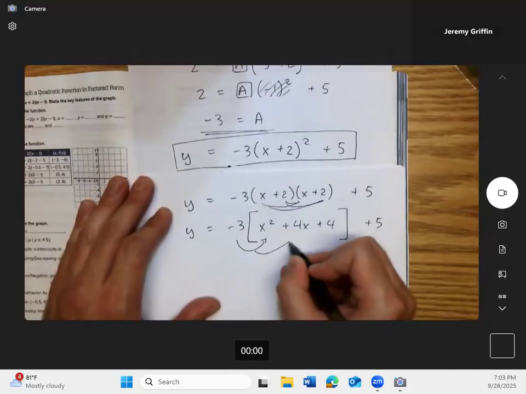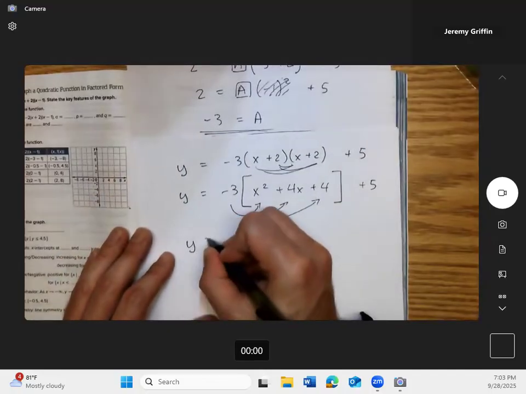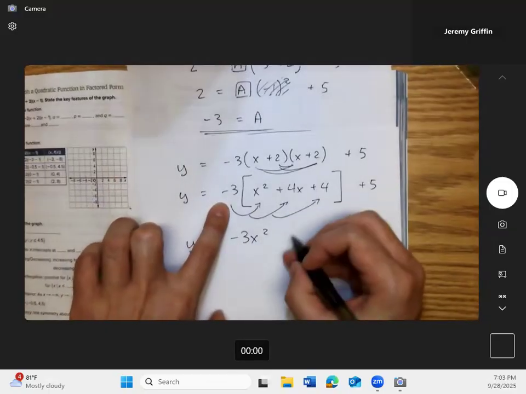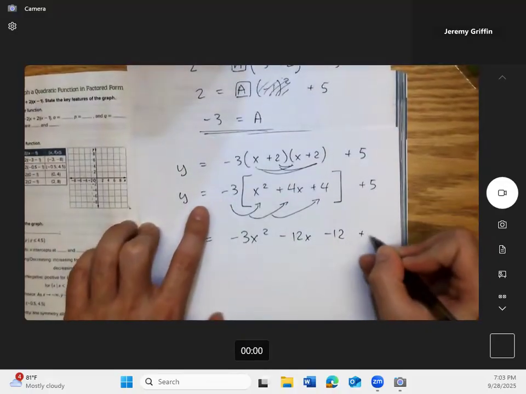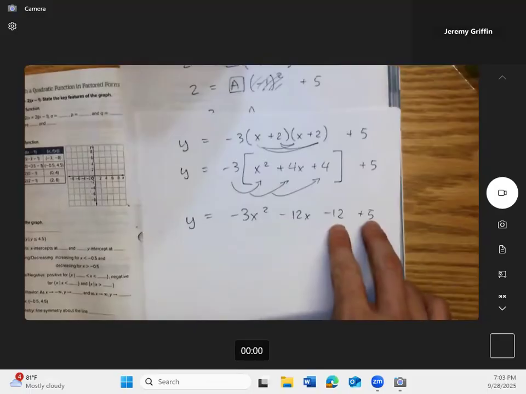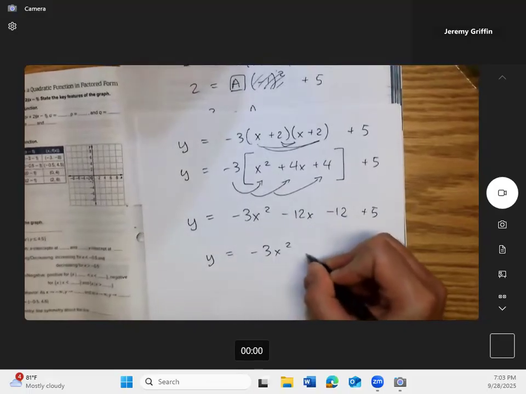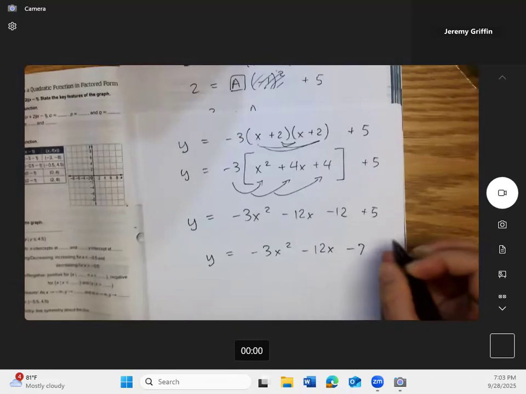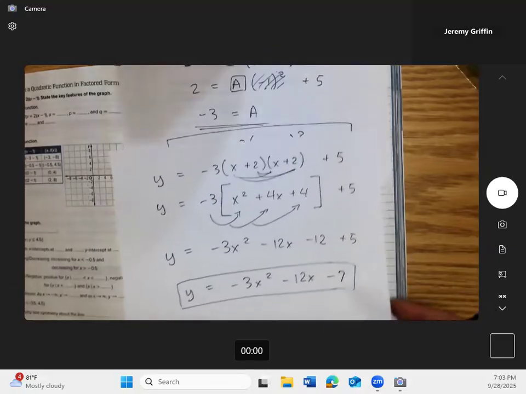I have to distribute the -3 in here. So it looks like y equals -3x squared minus 12x minus 12, and I have a plus 5. Okay. And last thing is bring these two together. So y equals -3x squared minus 12x. This would be -7, wouldn't it? Okay. So that's the same equation in standard form.